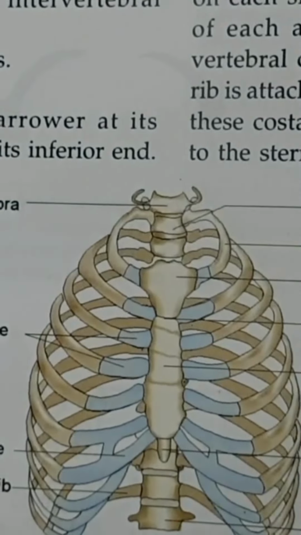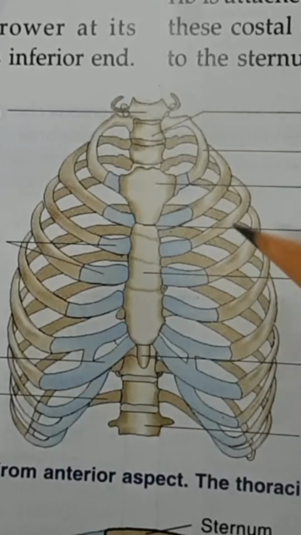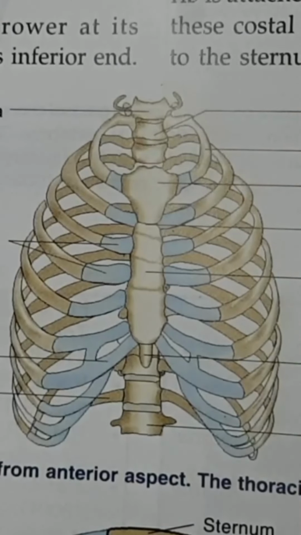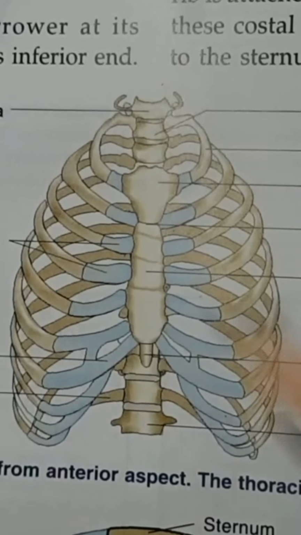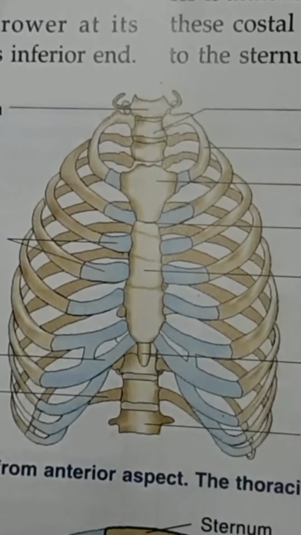Now you can see the thoracic cage here, posteriorly, which is formed by the vertebral column, the 12 thoracic vertebrae. Most anteriorly it is formed by the sternum, and from the vertebrae to the sternum, the ribs are coming on both sides, right side and left side. Thus these three bony structures form the thoracic cage. This is the inlet of the thorax, and this will be the outlet of the thorax.